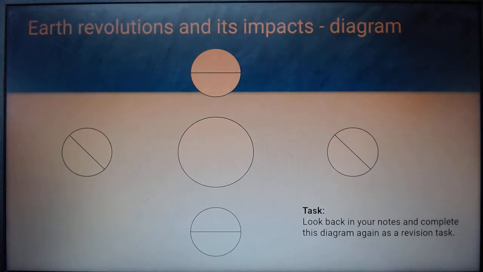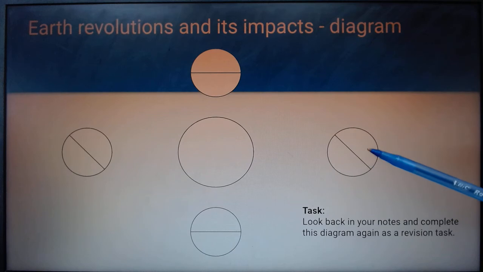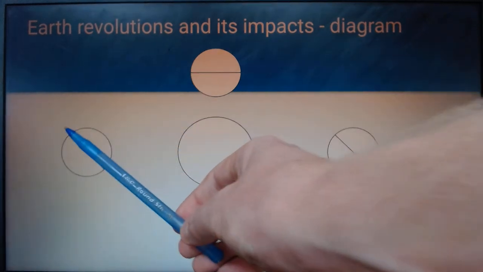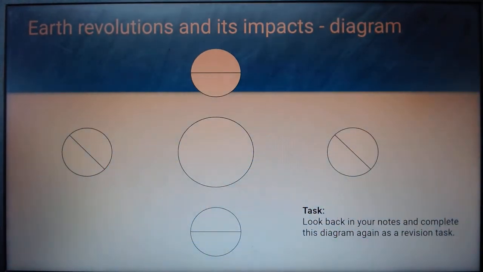What season do you think that will be if we're not facing the sun? What about the lengths of the day? Will we have longer or shorter days? All right. Whereas this one is the opposite. In this case, the northern hemisphere is pointed towards the sun. So will we get more or less sunlight? Will we have longer or shorter days? What season do you think it is?